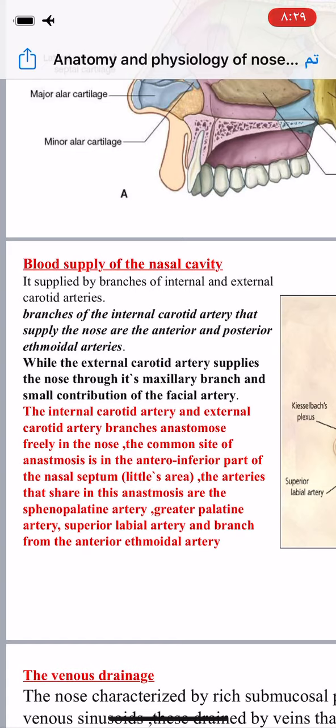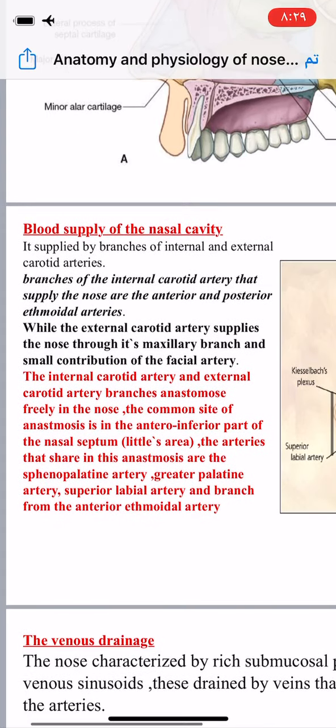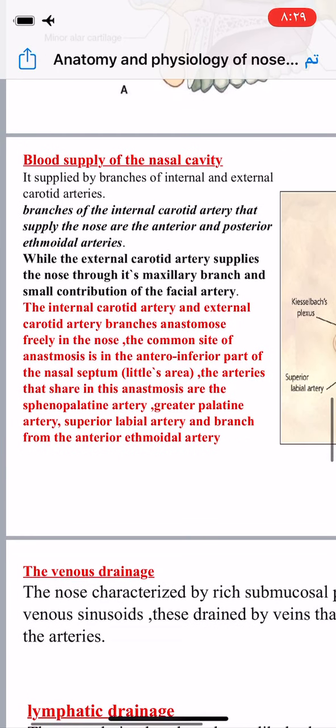The internal carotid artery and external carotid artery branches anastomose freely in the area which is a common site of epistaxis, and this area lies in the anterior-inferior aspect of the nasal septum, which is called Little's area. The arteries that share in this anastomosis, which is called Kiesselbach's plexus, are the sphenopalatine artery, greater palatine artery, superior labial artery, and the branch from the anterior ethmoidal artery.